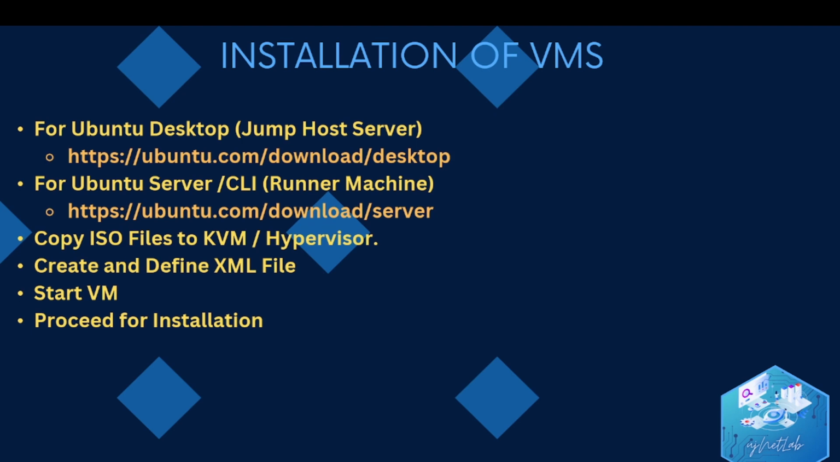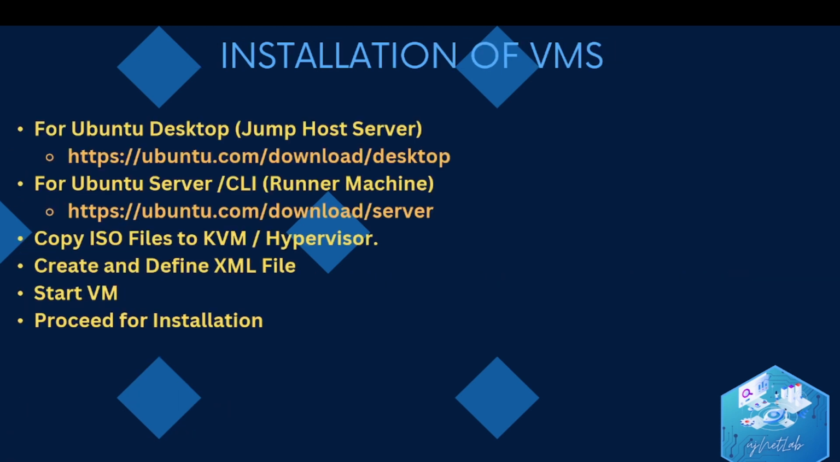Once you download the ISO file, you need to copy it to the hypervisor. And from the hypervisor, you can create and define the XML file. Once the XML file is defined, you need to start the VM and then proceed for the installation, as we did in the previous videos.